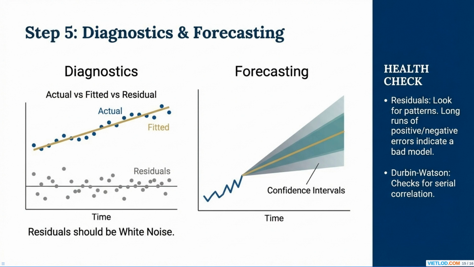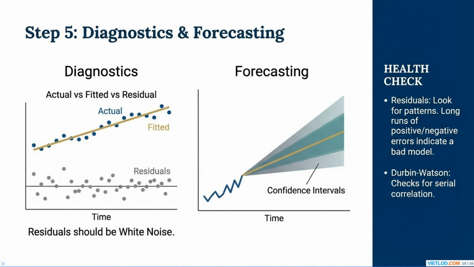After estimating our model, post-estimation diagnostics are crucial for validation. A primary tool is the analysis of residuals, which are the differences between the actual and fitted values. Ideally, these residuals should be white noise, meaning they are random and show no discernible pattern. If you observe long runs of positive or negative errors, it's a strong indicator that your model is misspecified and isn't fully capturing the underlying dynamics of the data.